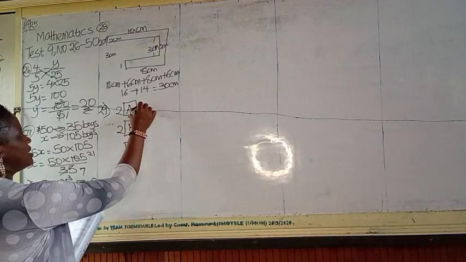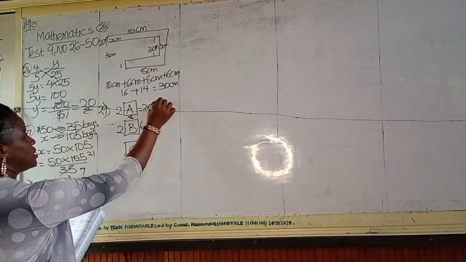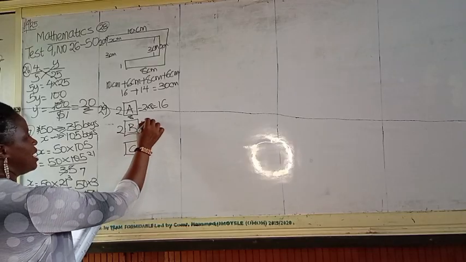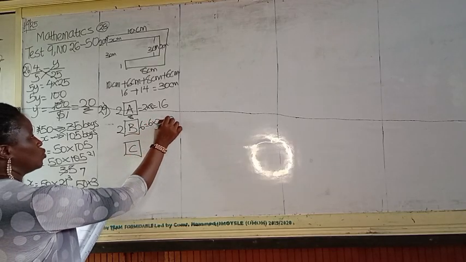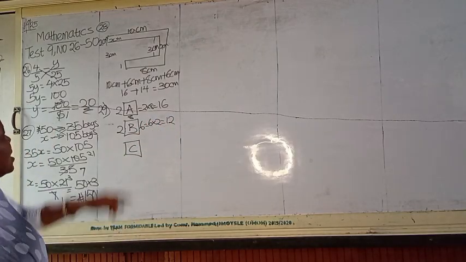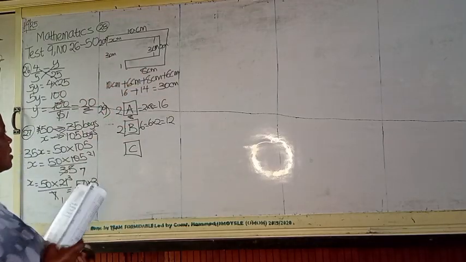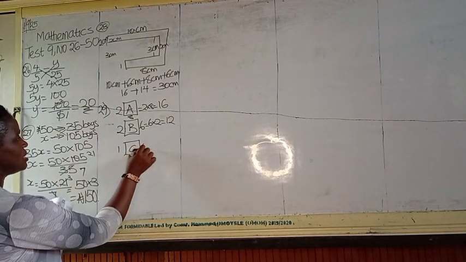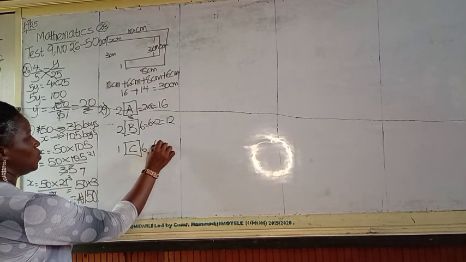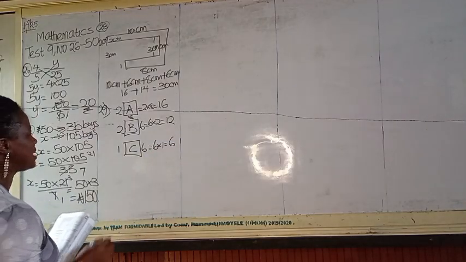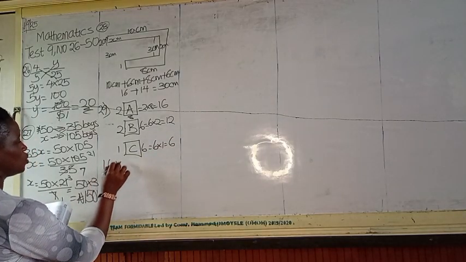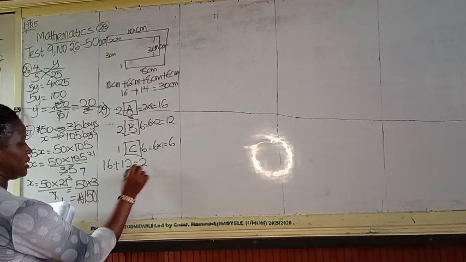So for A, 2 and 8, that is 2 times 8, which is equal to 16. We are adding them together. That will be 6 times 2, which is equal to 12. And for C, what do we have? We have 1 here. We have 6 there. So this is 1, this is 6. And that will be 6 times 1, which is equal to 6. So let's add it together. We are having 16 plus 12, and that is 28.